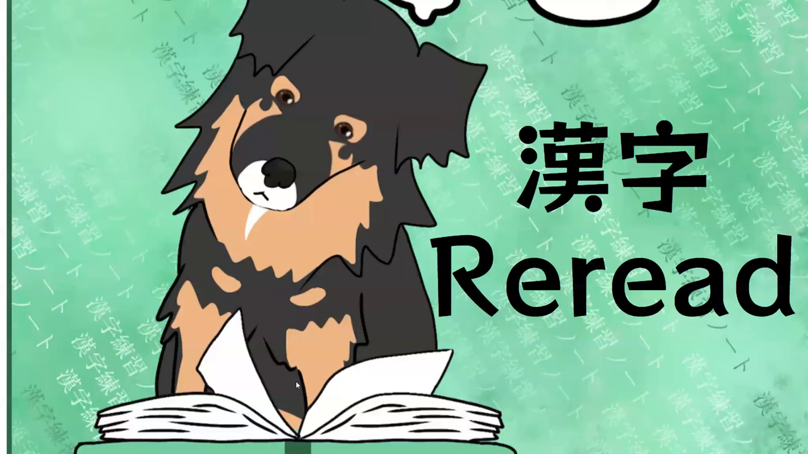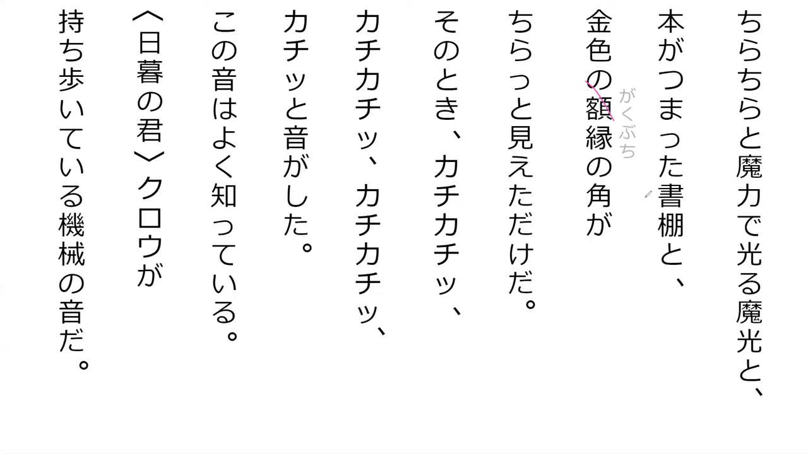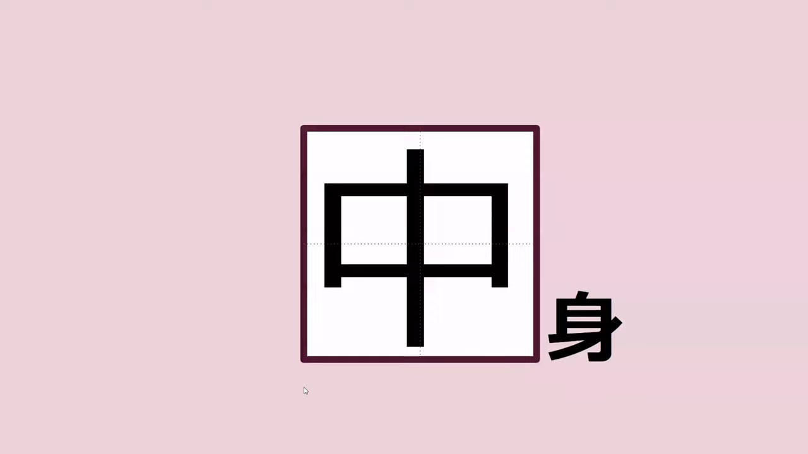Let's see if there's a better definition of mochi aruku, because it sounds weird when you translate it to English like that. Do you know how this is read? Shodana. So mochi aruku can also be translated as to carry around. That's a better way to think about it. So the sound was that of the machine that the Lord of Twilight carries around with him. He doesn't have to be walking with it.